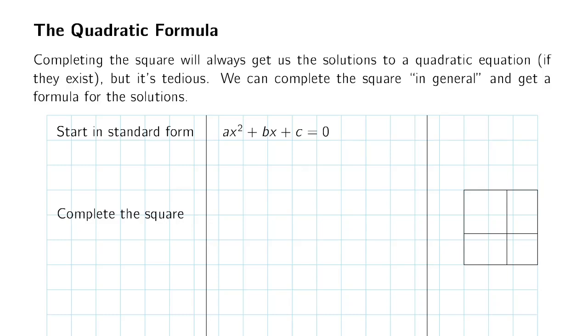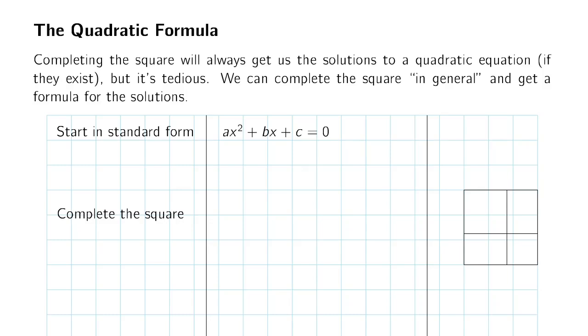So instead of completing the square every time we want to solve a quadratic equation, we can go through the process once and for all, leaving the coefficients as variables. And then that will give us a formula that we can use to just solve any quadratic equation that we want to. So that's what we're going to do here.